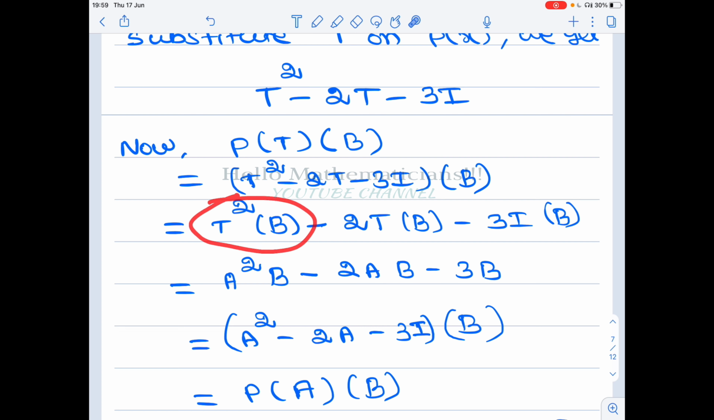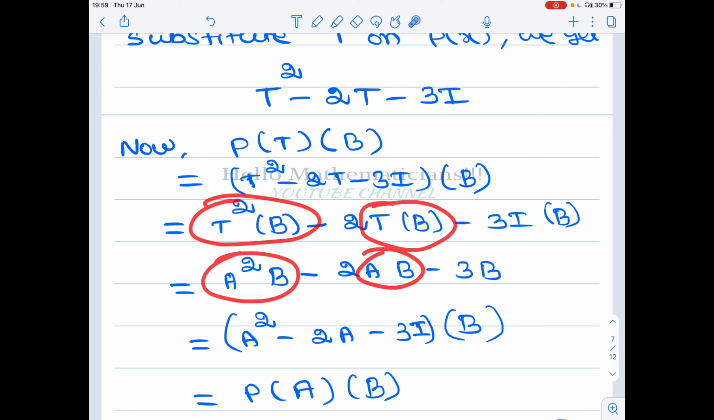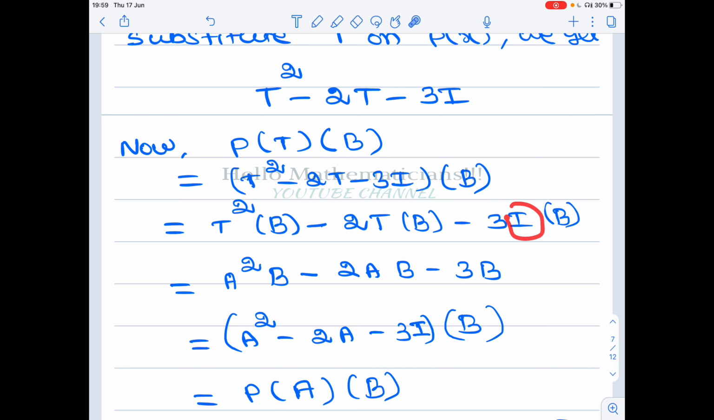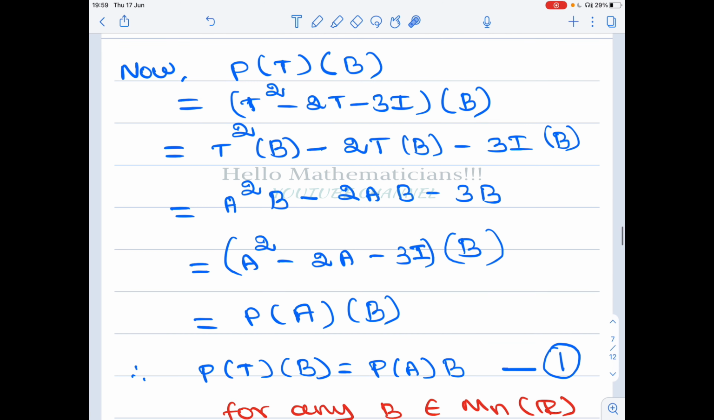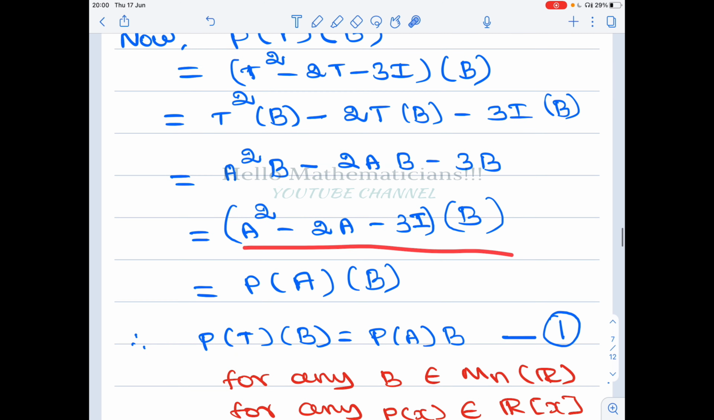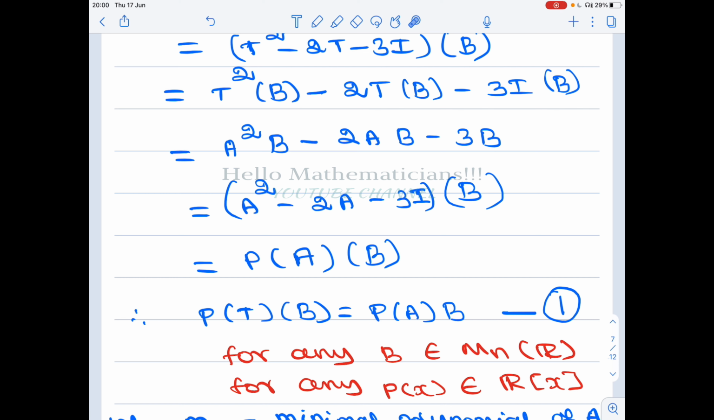Now what is T square of B? We proved that T power K of B equals A power K times B. Therefore T square of B equals A square B. T of B is AB. I of B is the identity, an identity transformation from M n R to M n R that takes B to B itself. So I of B equals B. Very good. So we get A square minus 2A minus 3I times B, taking B out common. But what is this? This is precisely the matrix A substituted in the polynomial p, and then we are evaluating it on B.